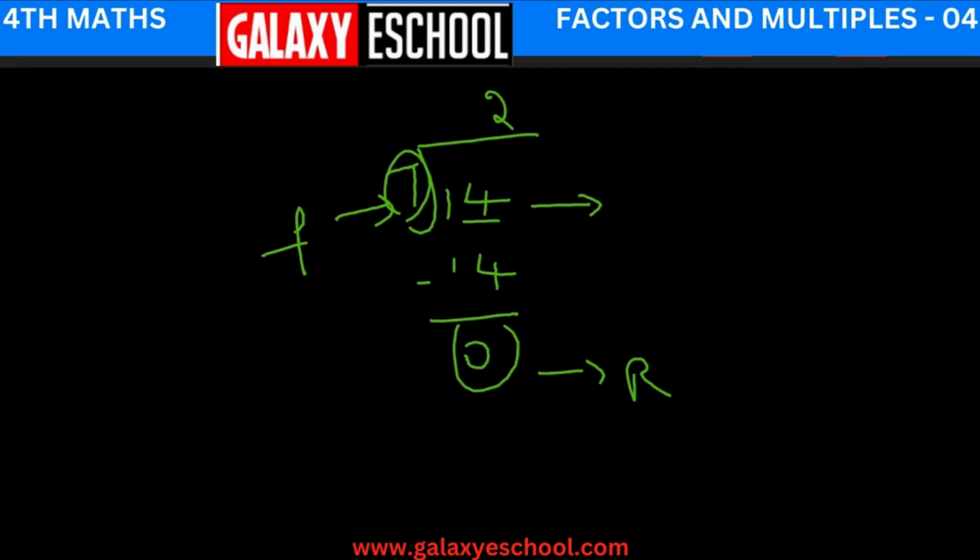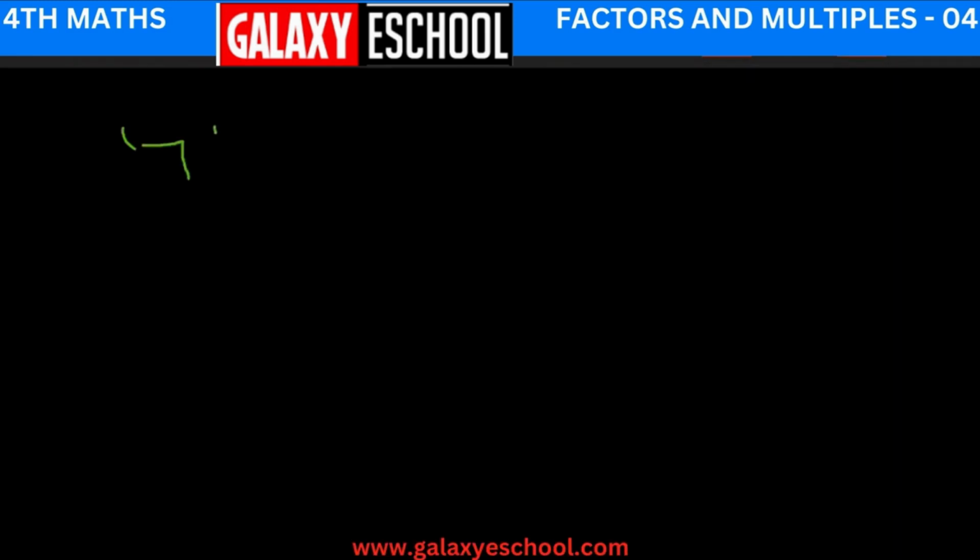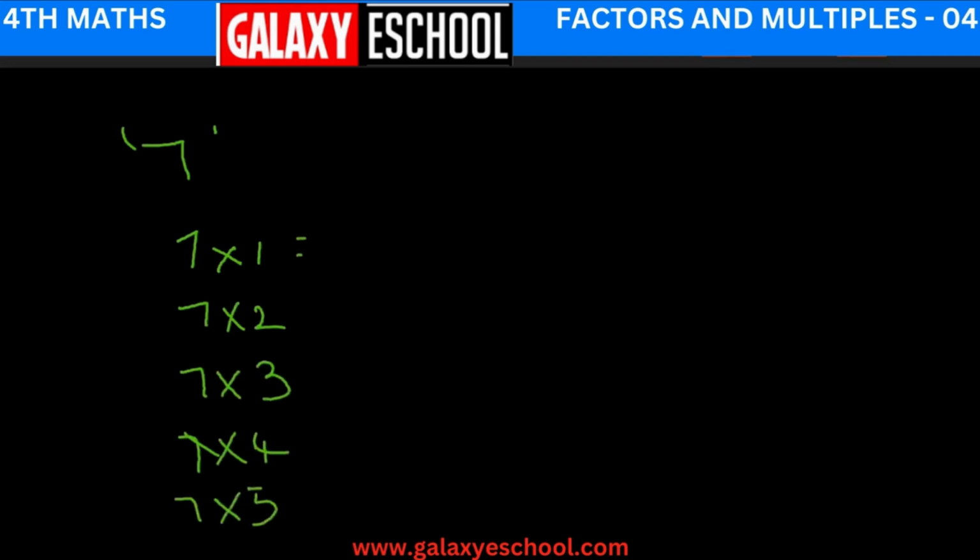That is, the dividend here becomes what, children? It becomes our multiple. When a number is divided by another number exactly, then the dividend becomes the multiple and the divisor becomes our factor. And when I say write the first 5 multiples of 7, how will we write them, children? We need to multiply with numbers starting from 1 and ending at 5, as we have asked only the first 5 multiples.